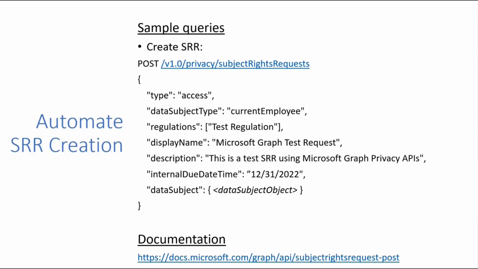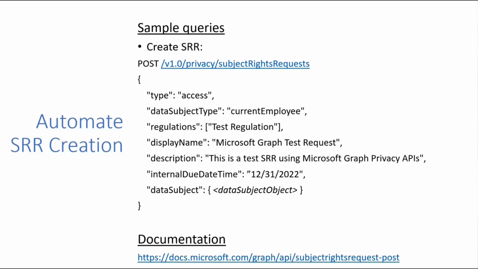All right, thanks, Brian. So one of the primary use cases we have around this is the creation, right, and automating that SRR creation. Here is a sample query for the POST operation being made to create that subject rights request. You can see it populated with certain information that you would pass in the body of that request in order to create that SRR, and then a link to our documentation in case you want to learn more about that specific query. And of course, we have documentation for each of these APIs.